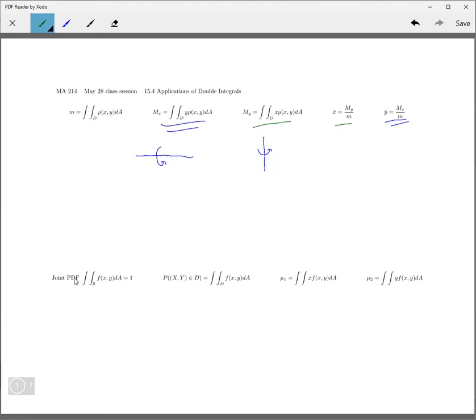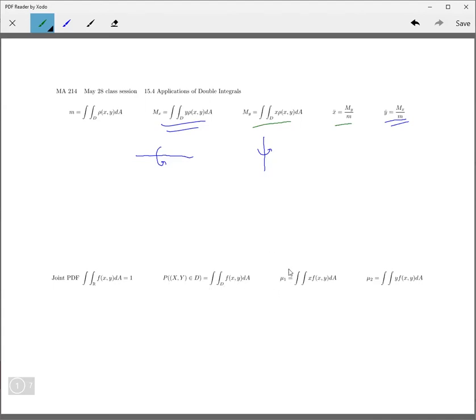Also, we have these joint probability distributions. And to be a joint probability distribution, the double integral has to be 1, because that's probabilities. All probabilities have to add up to 1. And the probability of getting a value in a certain region is going to be the integral over that region of the probability distribution function.